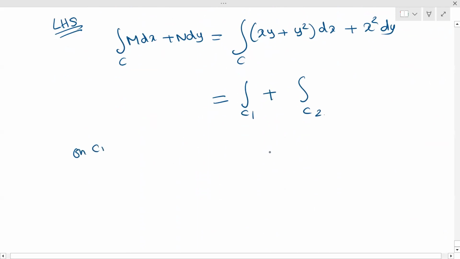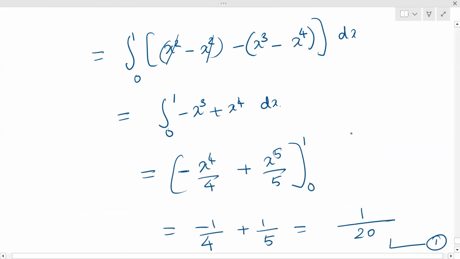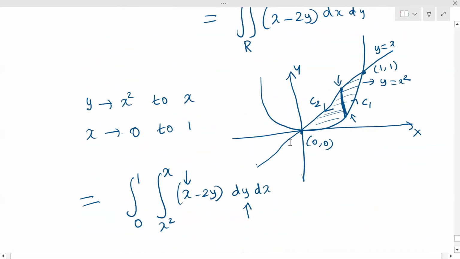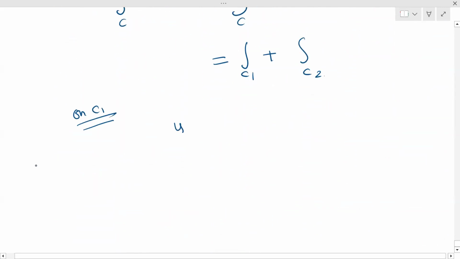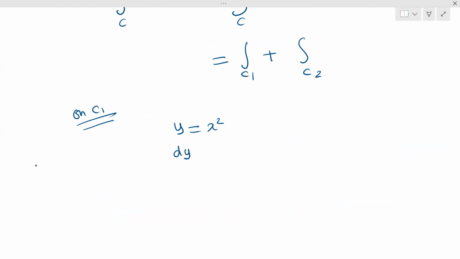On C1. First we have to do for C1. So what is C1? C1 is this one. Here what is the equation? y equal to x square. We have to change either y to x or x to y because we are doing a single line integration. y equal to x square means dy is, by differentiation, 2x dx. We are converting y to x. So we need the limit of x.